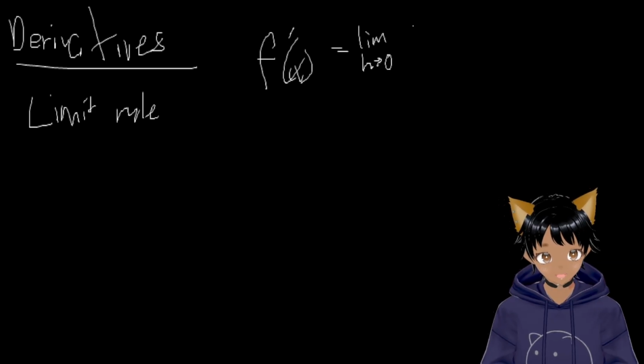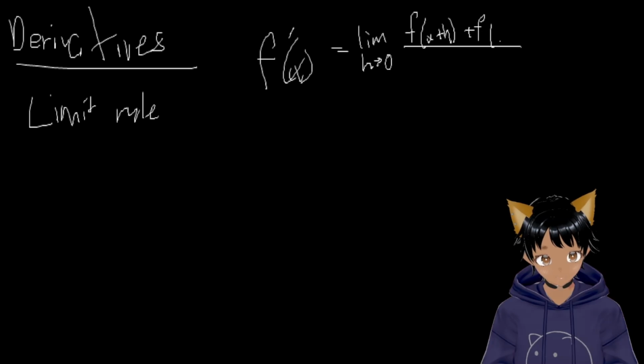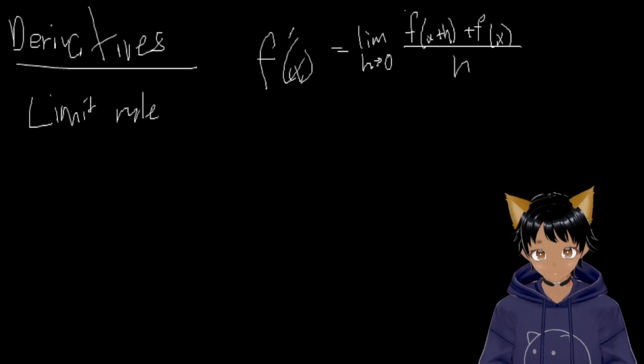So keep that in mind. And so basically, you get this now. You get a little line here: f of x plus h minus f of x, over h. Why is this important?